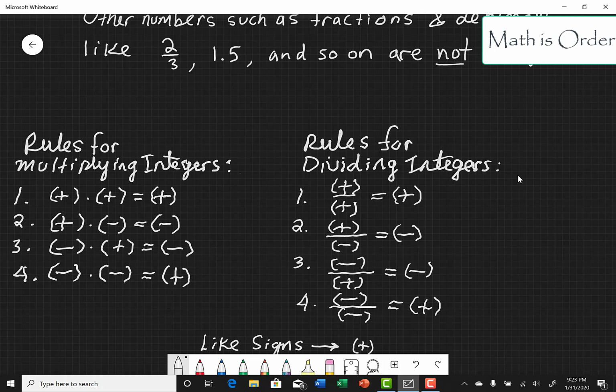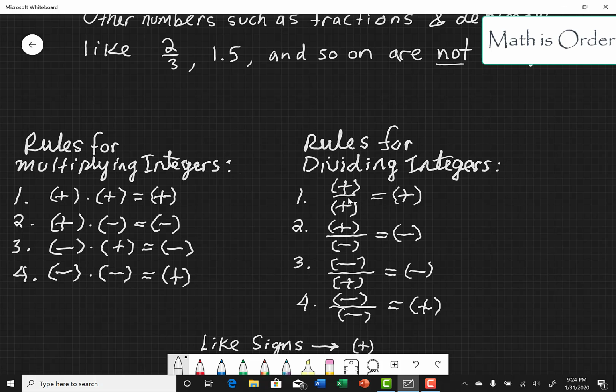Let's look at rules for multiplying integers and dividing integers. A positive integer times a positive integer is a positive integer. A positive integer multiplied by a negative integer will result in a negative integer, and vice versa. A negative integer times a positive integer will result in a negative integer. A negative integer times another negative integer will result in a positive integer.